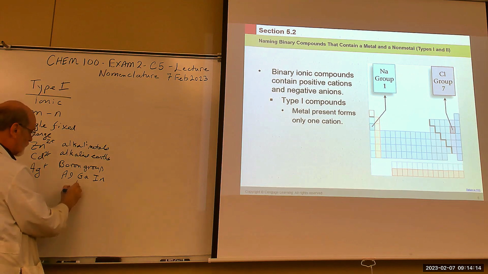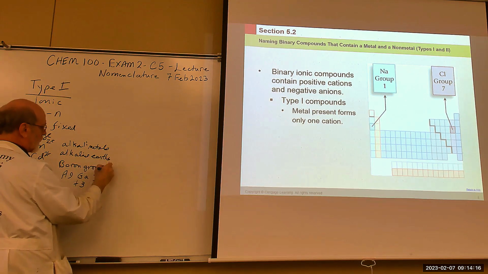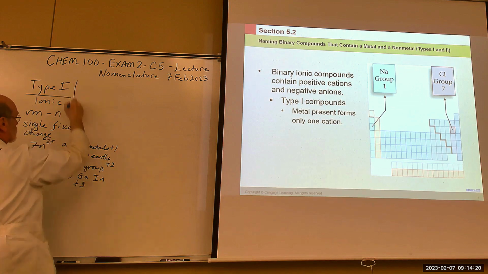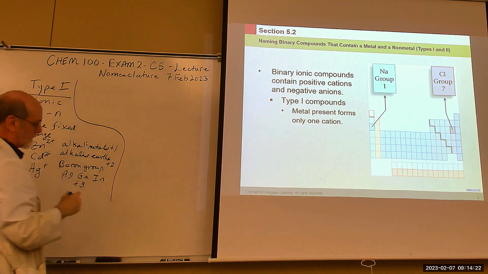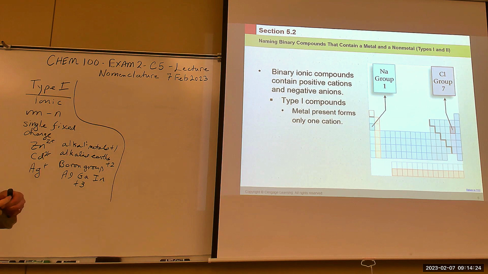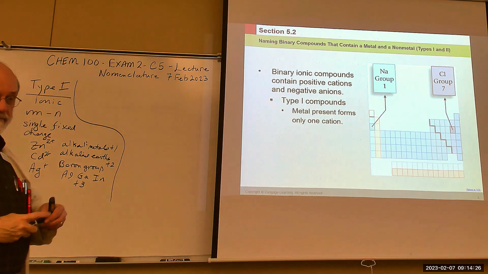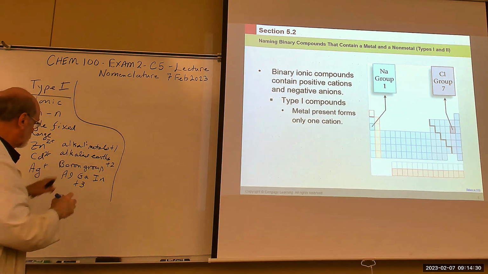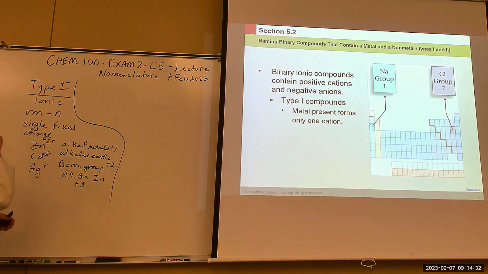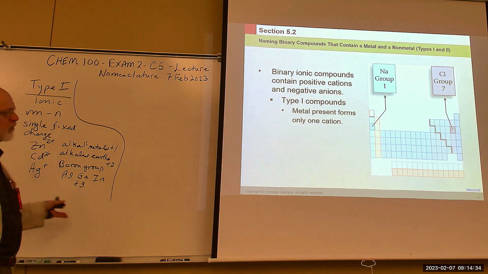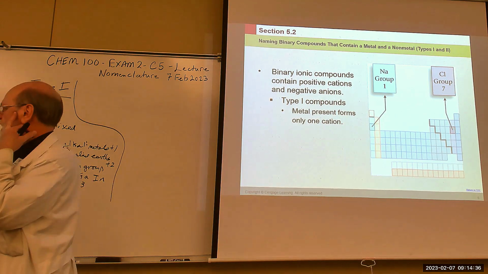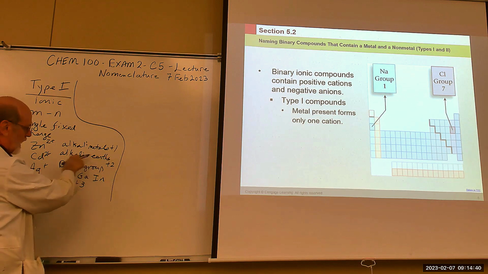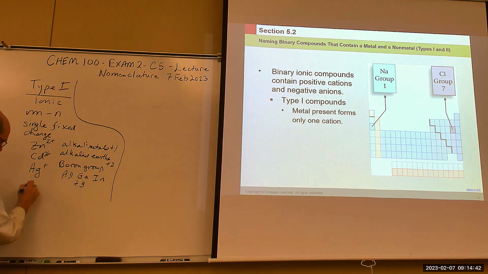And they always have a +3 charge. These always have a +2 charge. These always have a +1 charge. Okay, so that's your type 1 compound. And the way we name them is to simply name the metal. For example, let's pick a different one than the one we've used so far. Let's pick calcium, out of the alkaline earth group.